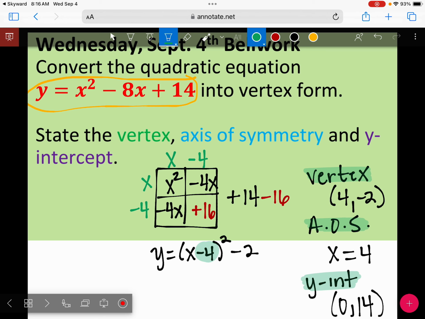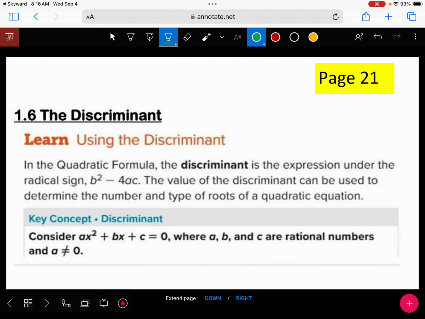All right, let's go to page 21 of your notes. Let's get started so we can get done. So today we're going to start the quadratic formula. And the first thing we're going to talk about is called the discriminant. So today's class is only going to be focused on the discriminant test.